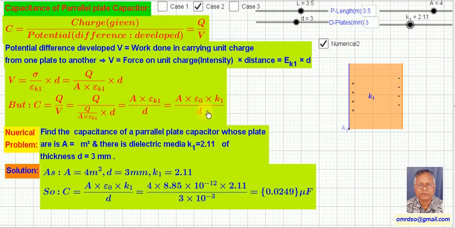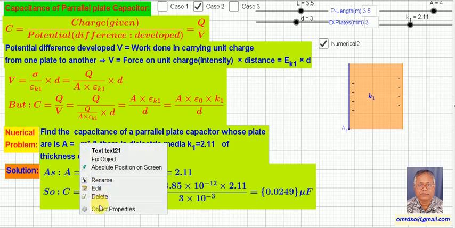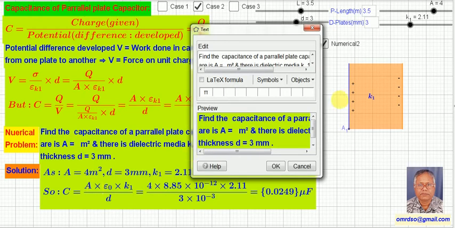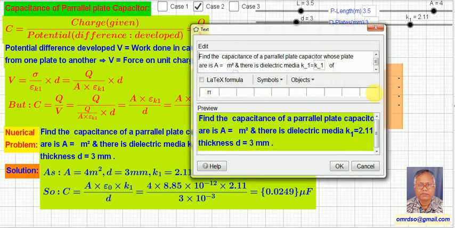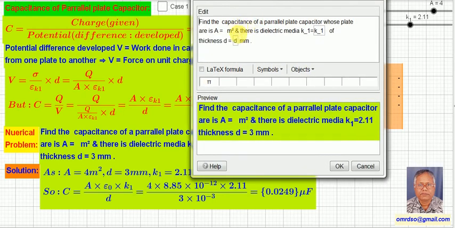Certainly, I am using this formula: C is equal to K into epsilon naught into A upon D. After selecting all this, what type of problem has been created? Here it is. Find the capacitance of a parallel plate capacitor whose plate area is, area I have not mentioned in it. Here it is, area is 4 meter square. I will just modify it, don't worry. It's very simple.